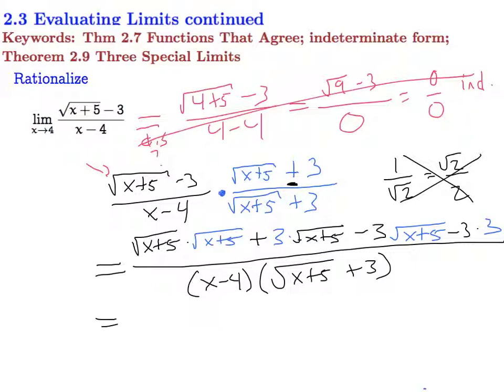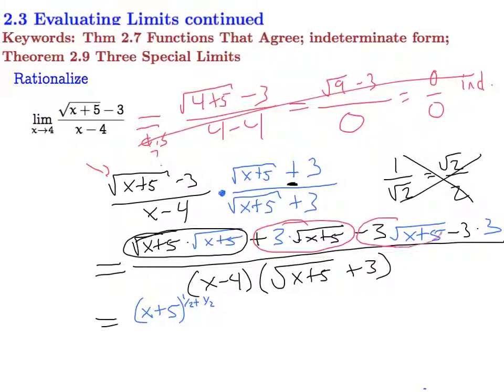Well, this first part's nice. The square root of x plus 5 times the square root of x plus 5 just becomes x plus 5. That is, we add the half exponents, we get 1/2 plus 1/2. What's neat is now we have a plus 3 times the square root of x plus 5 minus the square root of x plus 5 times 3, so those cancel. That's why I changed from plus to minus. And last, we end up with minus 9 all over, and we keep our denominator the same.